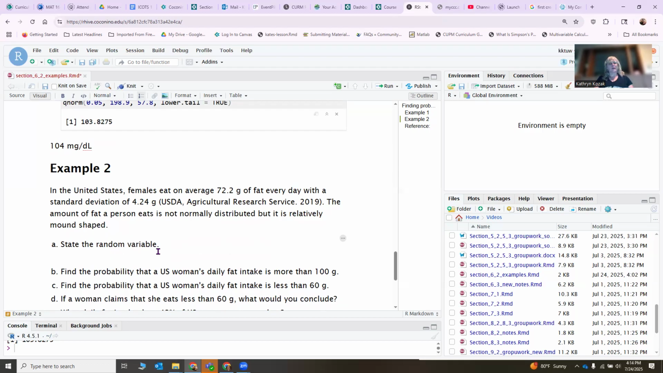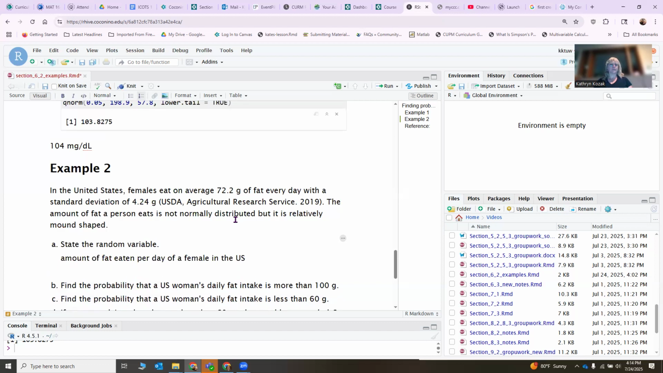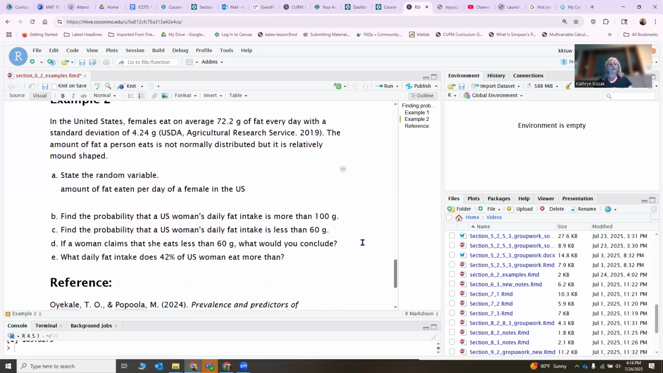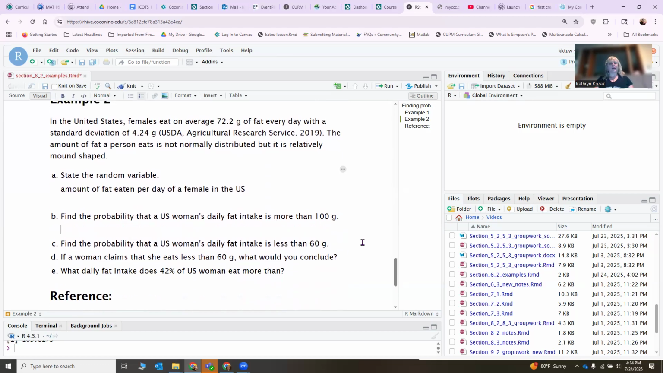Our random variable is the amount of fat eaten per day of a female in the US. So notice again, I was trying to be very exact in my wording to explain to my reader exactly what I'm dealing with. Now find the probability that a US woman's daily intake is more than 100 grams. So we're looking at the probability the amount of fat is greater than 100 grams.